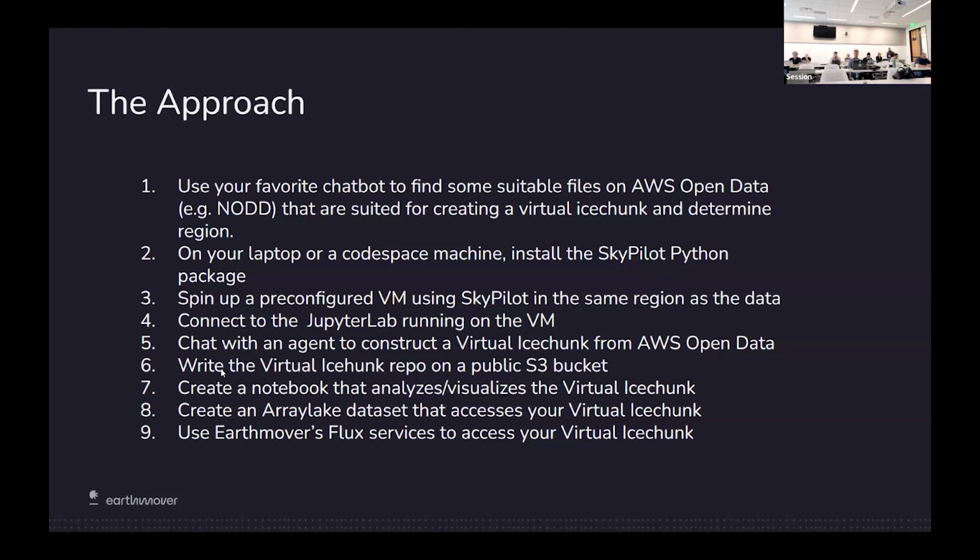I like HoloViz, so I'm probably going to do that. Then we are going to create an Arraylake data set that points to that virtual Icechunk. And then we're going to use Earthmover's Flux services on top, so you can see how this all layers on top. So this is going to be your Icechunk, whether you do the demo that I do, or some other data set. It's going to be your Icechunk, but it's going to be public, and anybody's going to be able to access it.